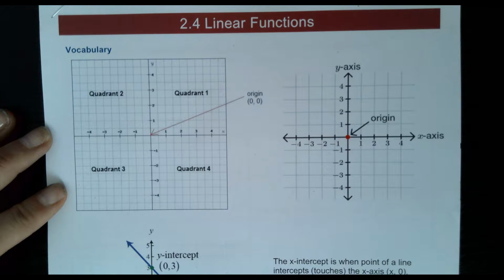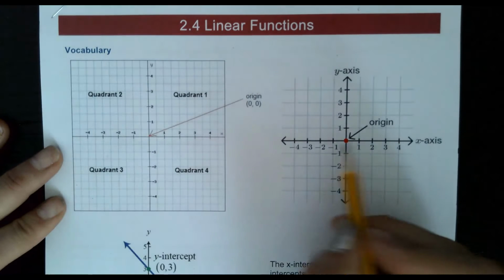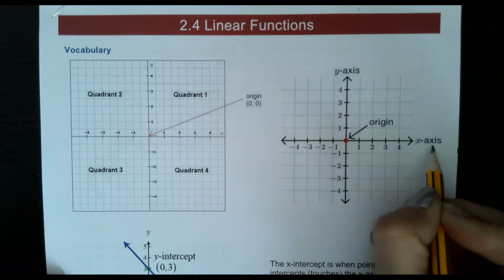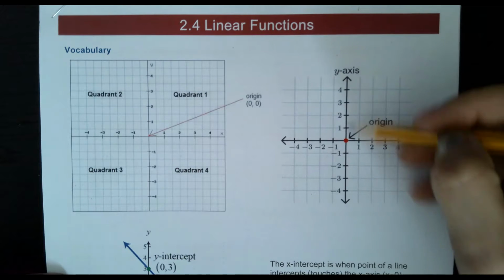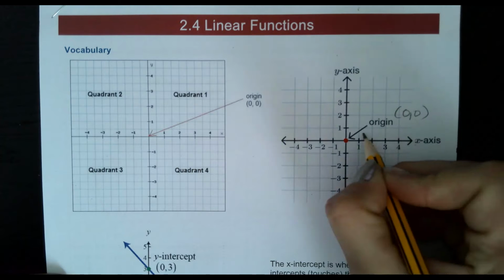2.4 Linear functions. And we're just going to go over some vocabulary first. So here's my graph, my Cartesian plane, and this line here is my x-axis. This is my y-axis. In the center is the origin, and that's (0, 0), the origin.